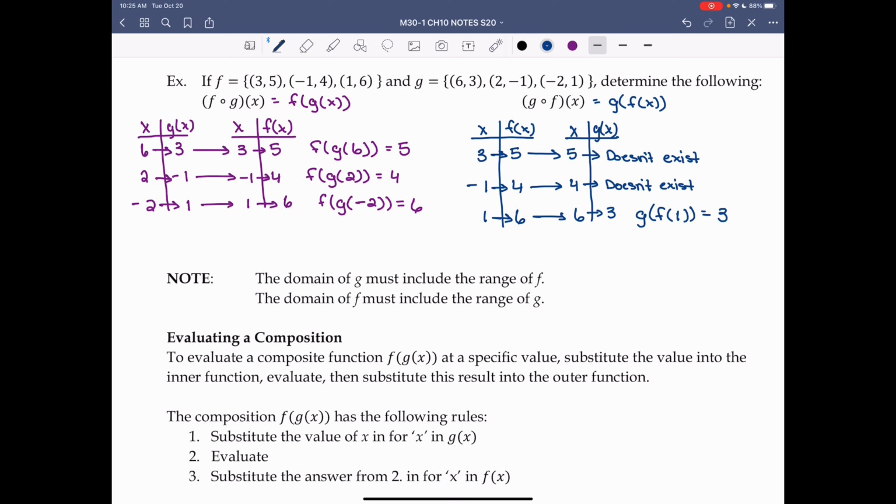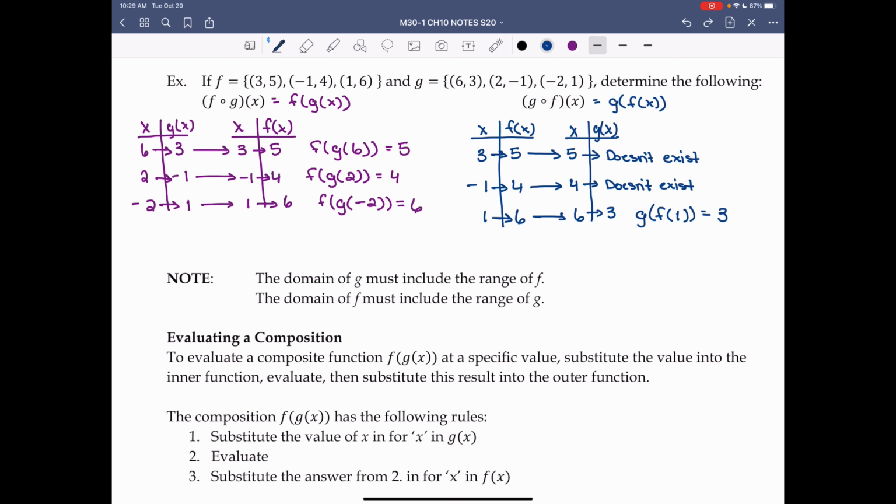So g of f of 1 equals 3. Note, the domain of g must include the range of f. So that's for this second one, g of f of x. We saw that because the domain of g of x, which was 6, 2, and -2, did not include the range of f of x, which was 5, 4, and 6, then some of our points for g of f of x did not exist.